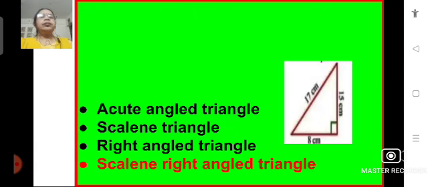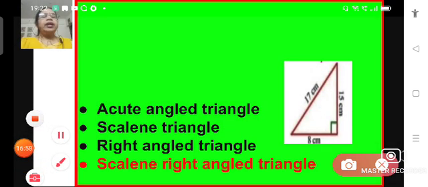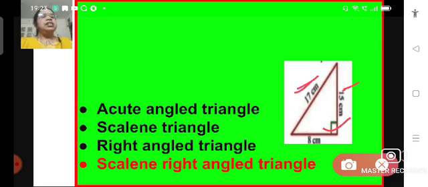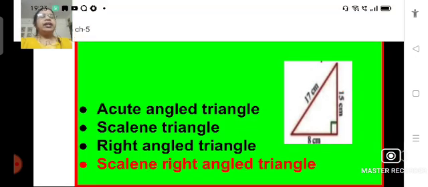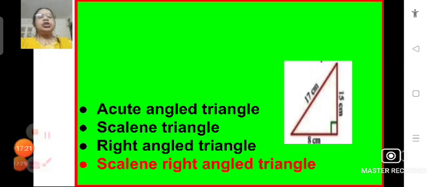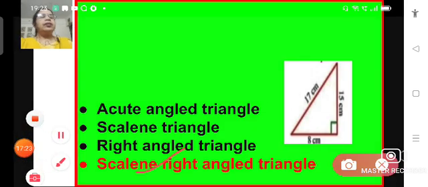Next question. Again we have to look at the figure and decide what kind of triangle it is. Here we have one right angle and all the sides are of different lengths, 15 centimeter, 17 centimeter and 8 centimeter. So, what kind of triangle is this? This is a scalene right angle triangle. The last option is the correct one.